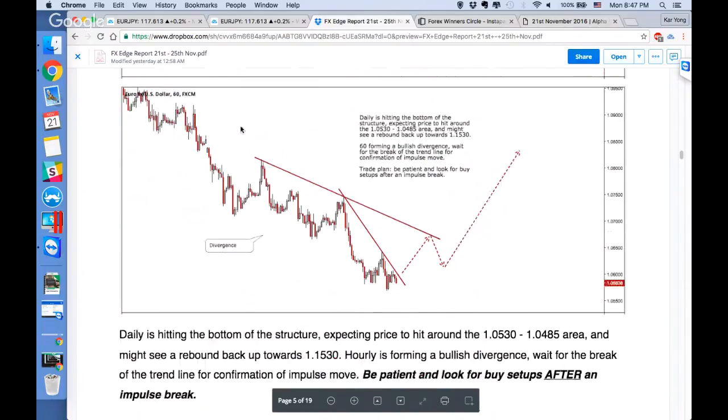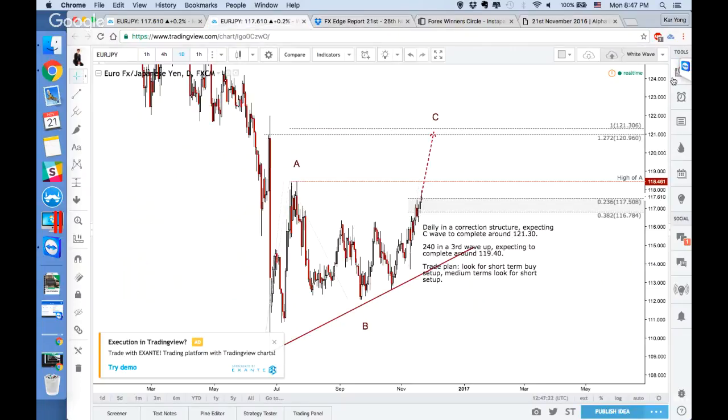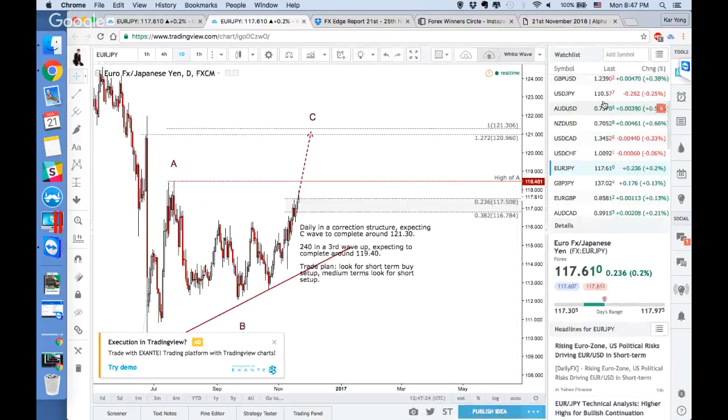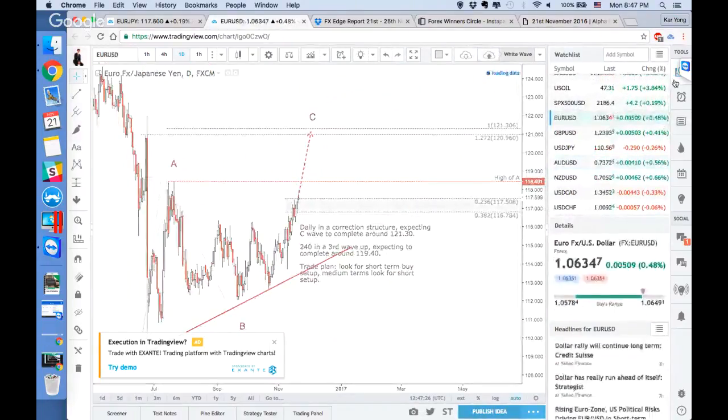On a 60-minute hourly time frame, we are looking at price already having a divergence. And then I wrote here 60 forming a bullish divergence, wait for price to break the trend line for a confirmation of it going higher. Okay, so I wrote here the trade plan is be patient and look for the buy setup after it broke the impulse. All right, so I'm going to show you the update. That was done on the weekend. So today you can see what's happening over here.